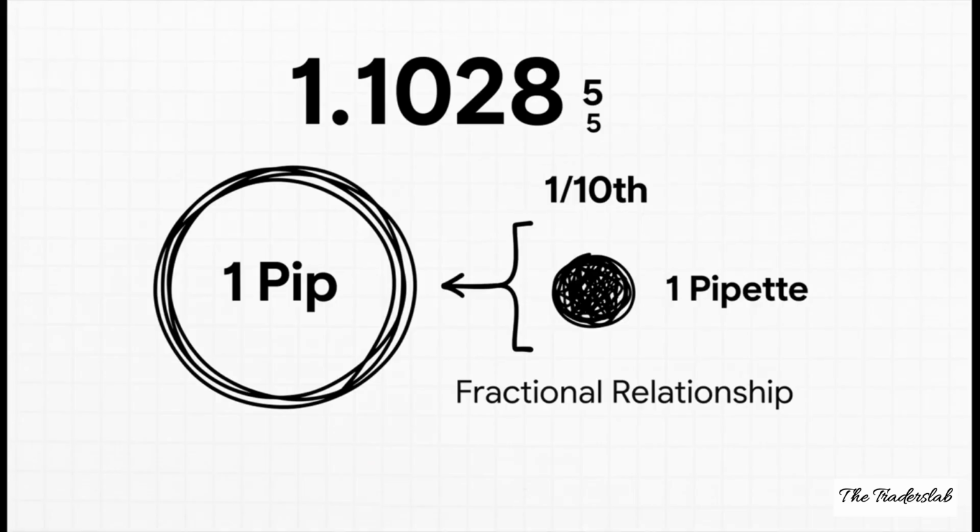Now, just so you're fully prepared, you might sometimes see a fifth decimal place. That tiny extra digit has a name. It's called a pipette, or a fractional pip. It's just 1/10 of a regular pip, and it allows brokers to offer even more precise quotes.